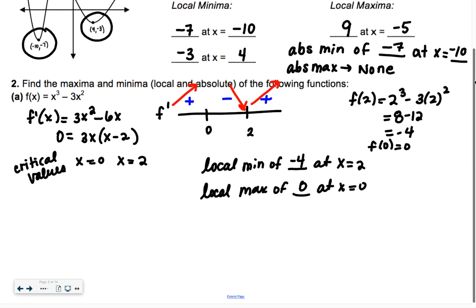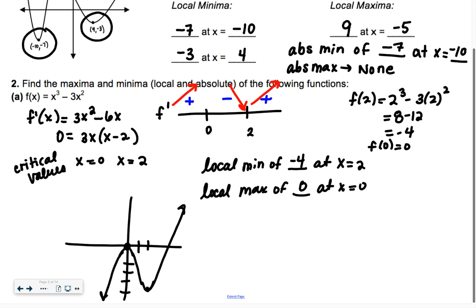So what this is leading to throughout this chapter is we're going to be graphing things. So you don't have to sketch this out, but here's what we'd have. We'd have at 0, 0, there's a local max. So I know I'd have like a little bump there. And then at x equals 2, y equals -4, I'd have a local min. So I have my little bump there. And then I know my end behavior goes like that. So I can sketch it.